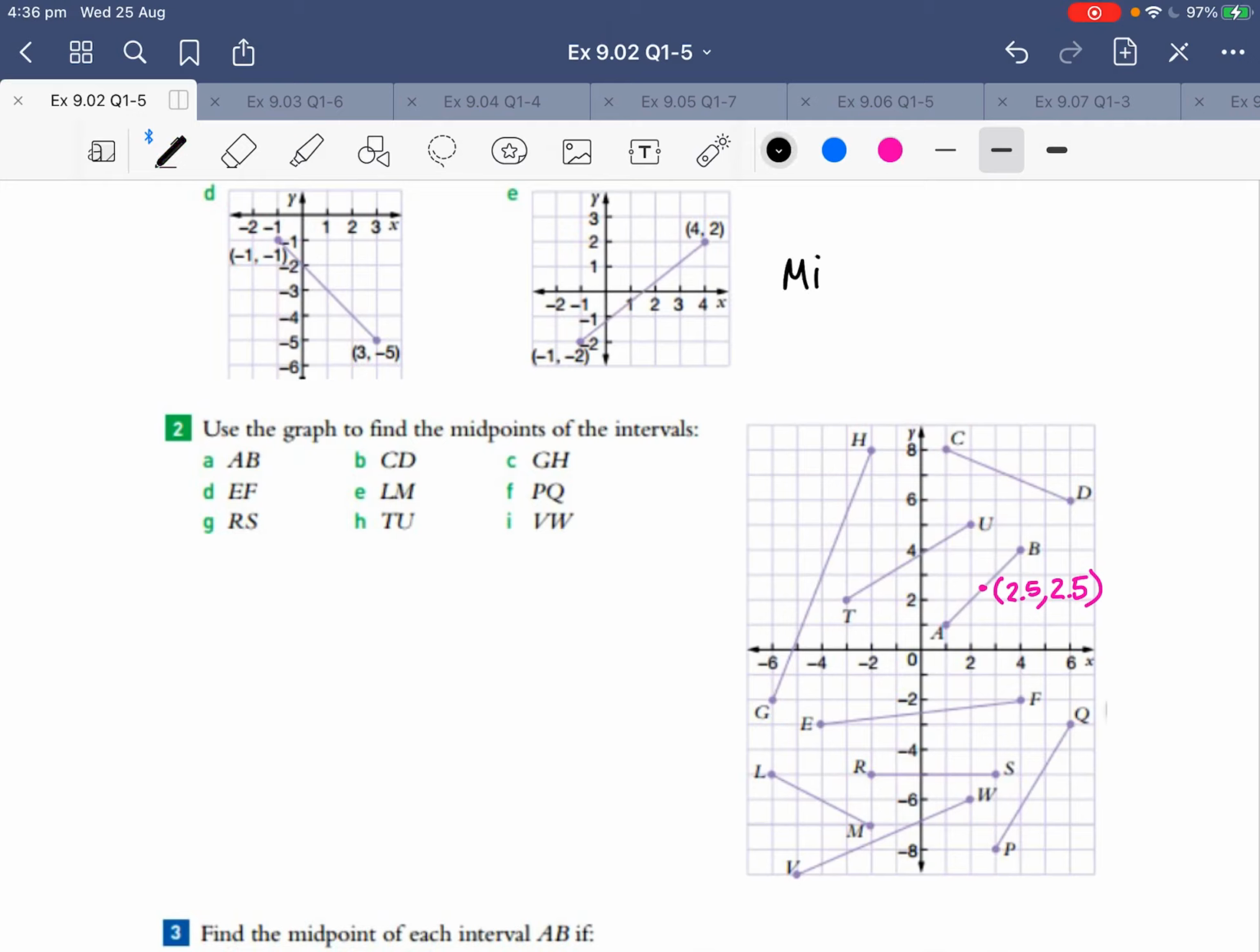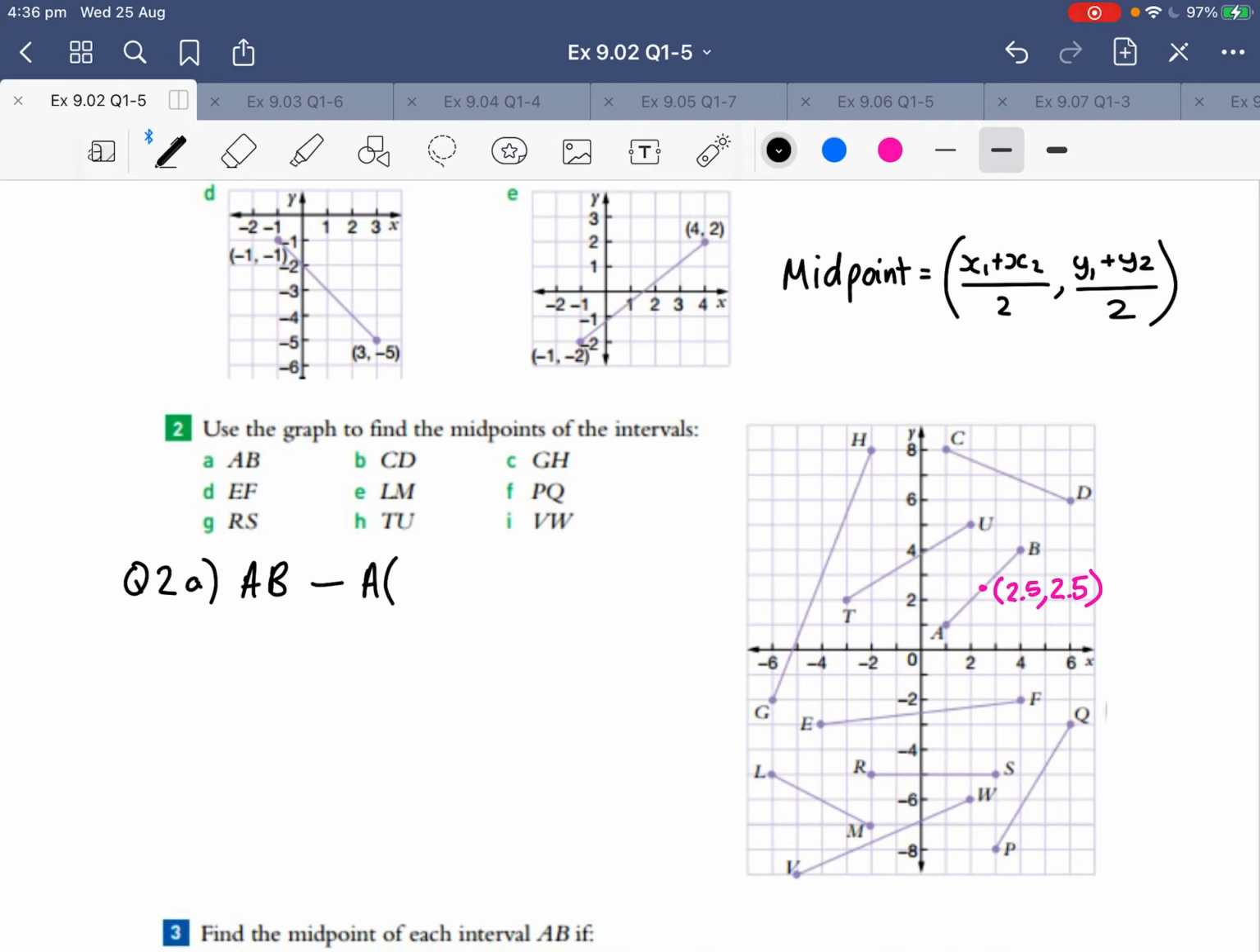Another way of doing this is to use the midpoint formula. So the midpoint formula is x1 plus x2 over 2, y1 plus y2 over 2. So what we have for question 2a is we have the line A, B, and this is where A has coordinates 1, 1, and B has coordinates 4, 4.